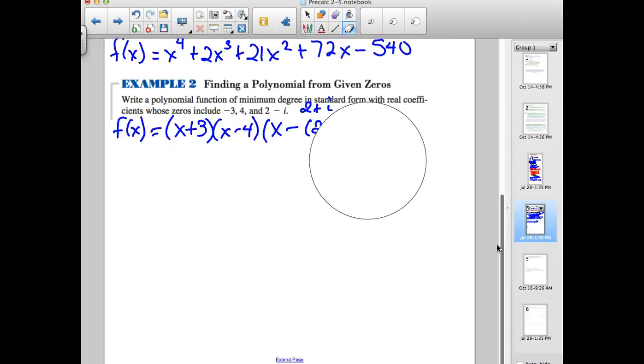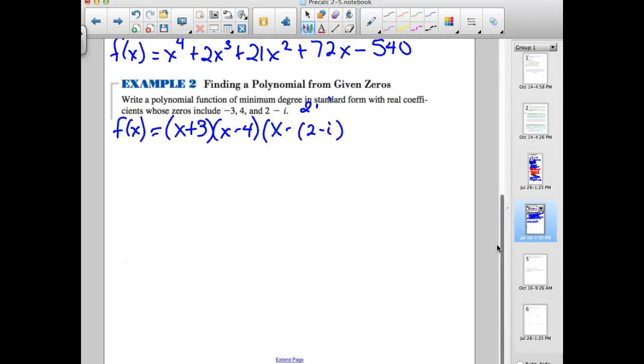And then we said that 2 plus i is also a 0, so we have x minus 2 plus i. Okay, so the first two we can FOIL out pretty easily. We've got x squared, 3x and negative 4x would be negative 1x, and a negative 12. The tricky part comes with this next piece. They are conjugates. It's just hard to see it right now.